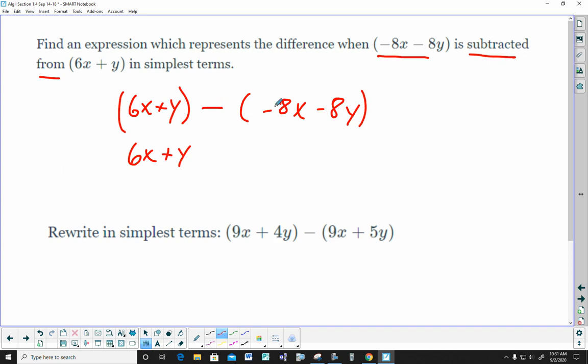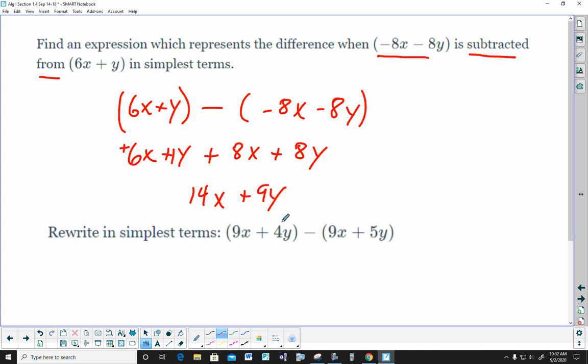Now this negative has to distribute through. Both of these things are negative, so they're going to become positive. Okay, negative or subtracting a -8x becomes plus 8x. Subtracting a -8y becomes adding 8y. Okay. Now you have to combine like terms. 6x and 8x are like terms. It's a positive 6x and a positive 8x, so you have 14x. You have 1y plus 8y is 9y. So this would be your final answer.